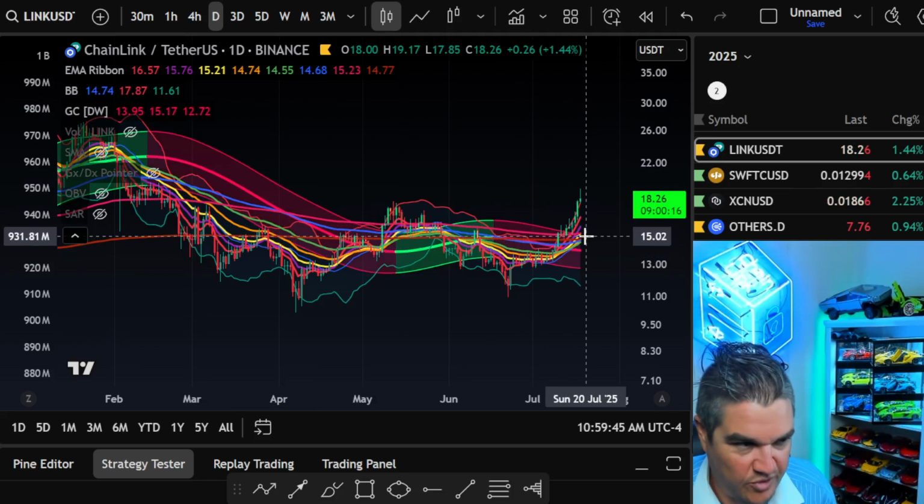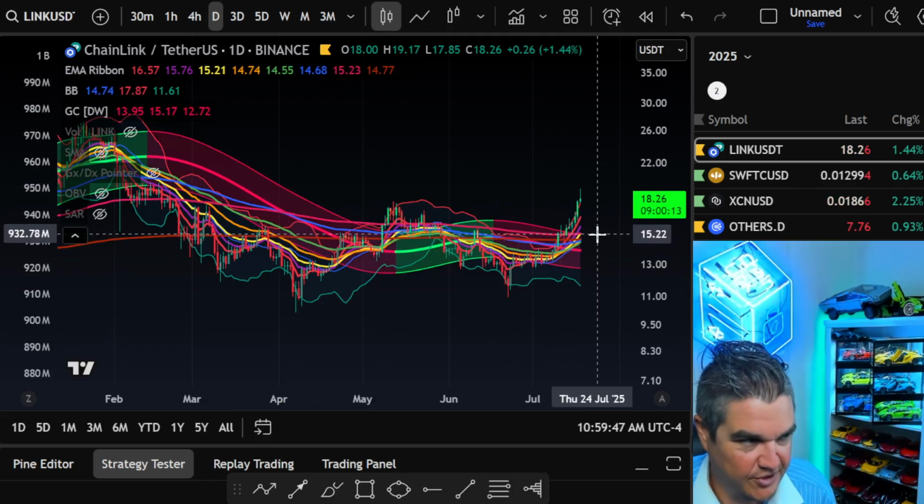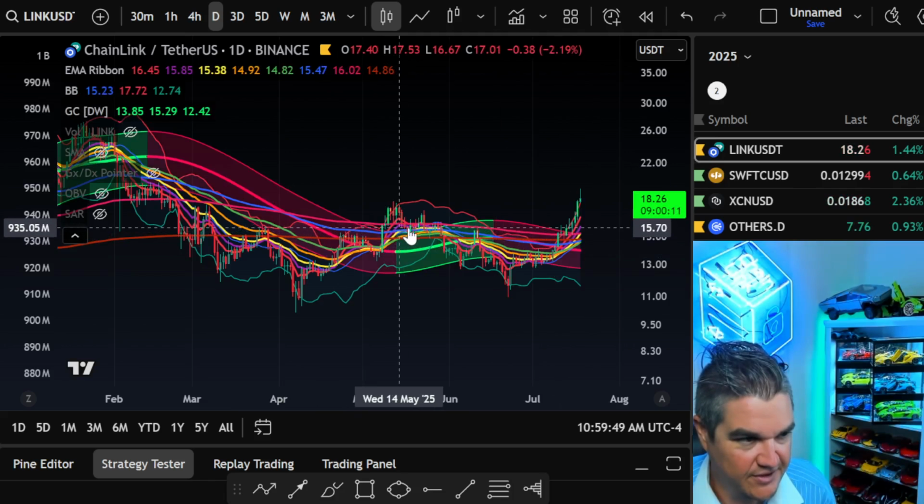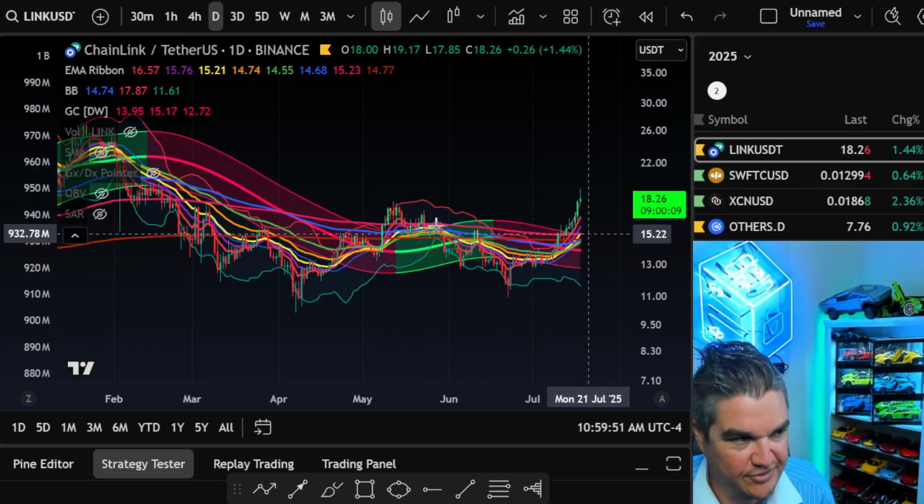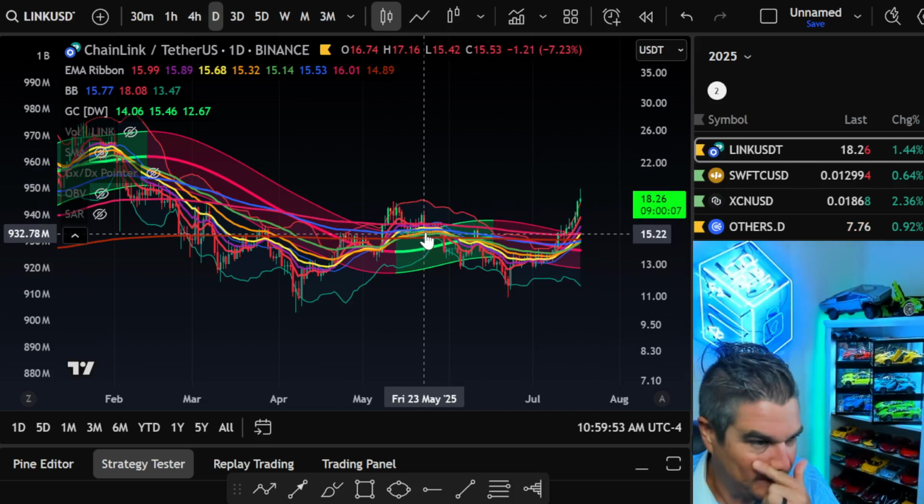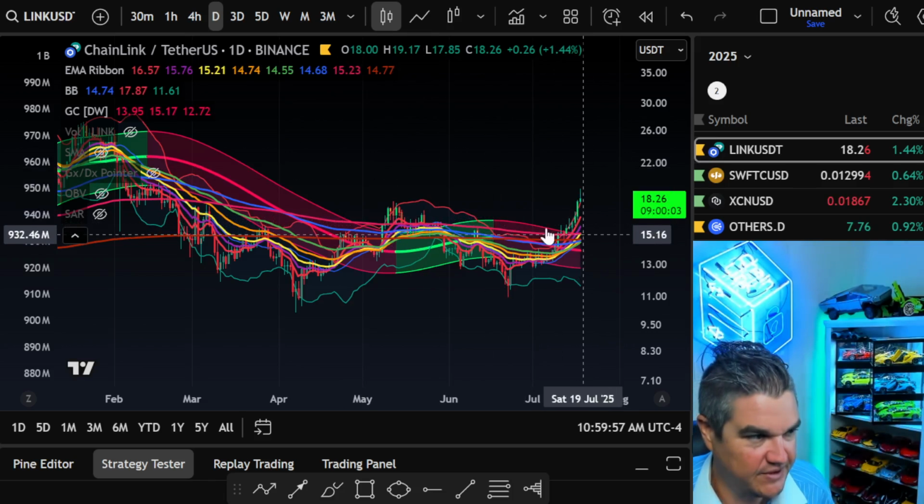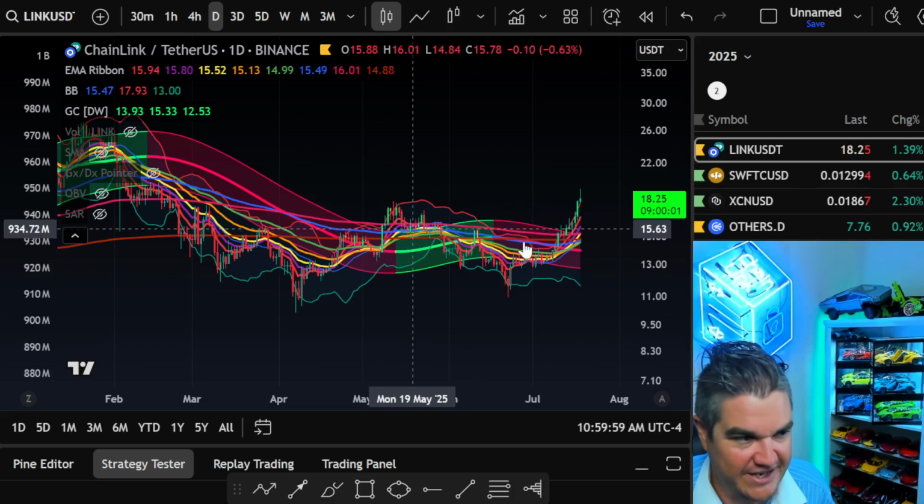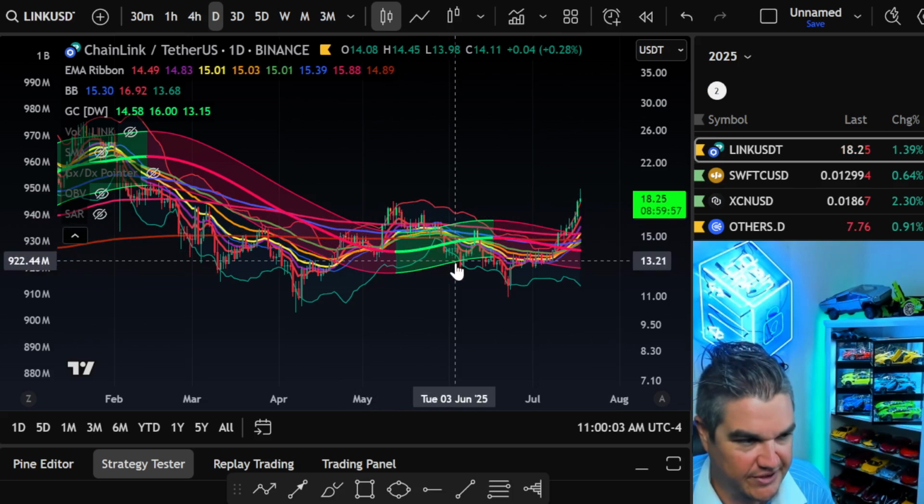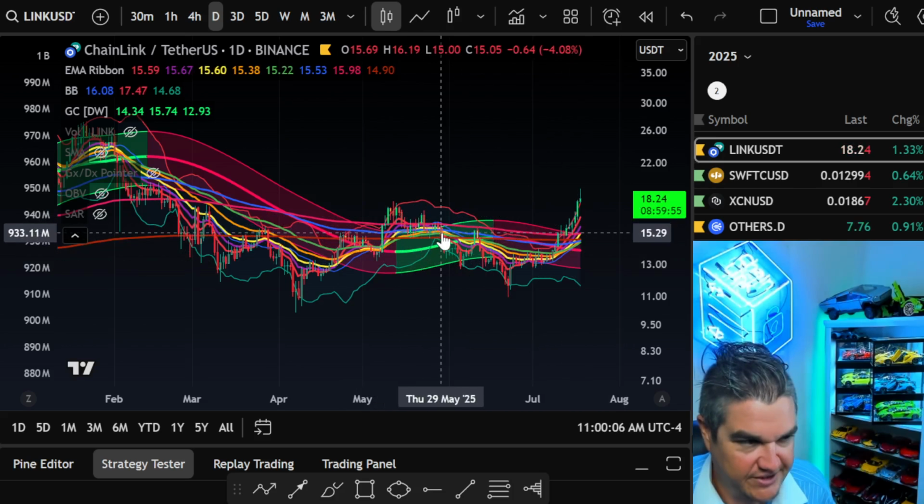Let's look at the Gaussian channel. We're red, but we're on the verge of turning back green here, like we did back here. If we move down, we definitely don't want to go back into the channel. Ideally, we need to hold either the EMA 8, 14, or the 21. We tried to hold the 21 here in the yellow line, back here at the Gaussian channel. We couldn't do it. Back to weakness.